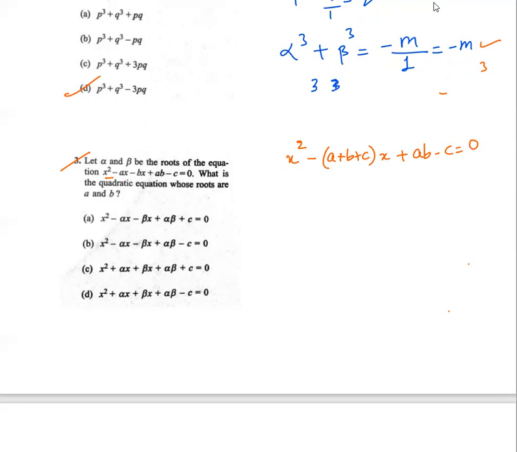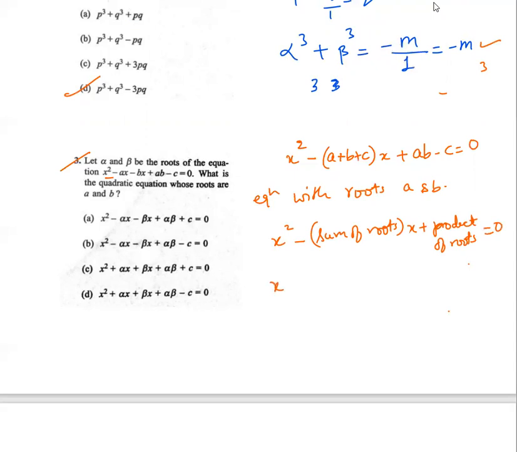So we know that an equation with roots a and b is given by x square minus sum of roots into x plus product of roots, that is equals to 0. This is the equation when roots are given. So I can write here x square minus sum of roots will be what? A plus b into x plus what is product of roots, right? So product of roots is a into b equals to 0.